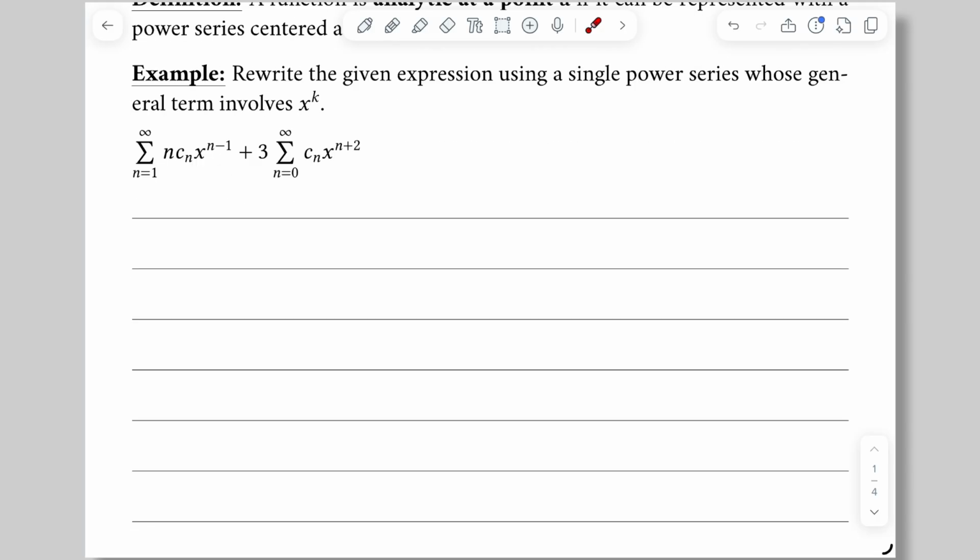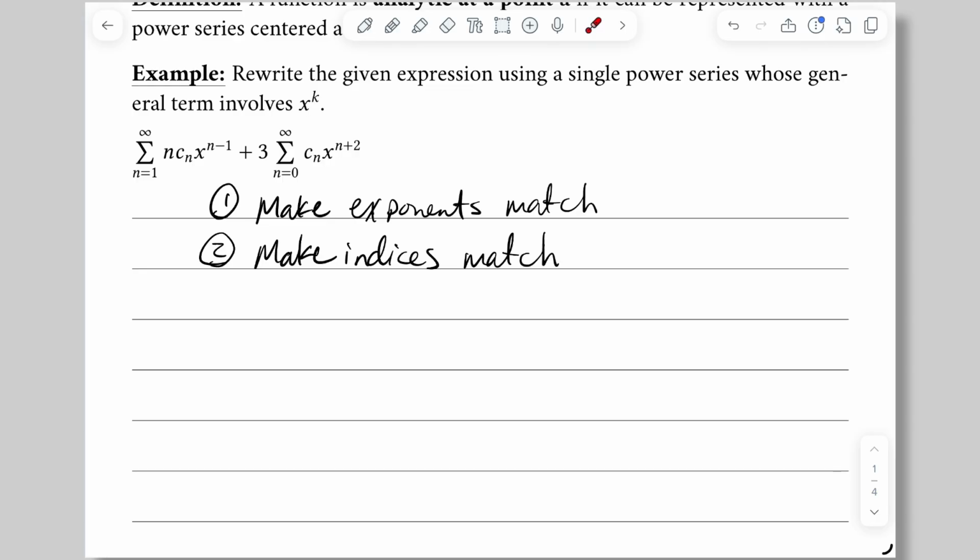We're asked to rewrite the given expression using a single power series whose general term includes x to the k. I'll tell you, we're going to have more than just that single power series, but you'll see as it unfolds. Our basic plan here is to first make exponents match and then make indices match. And indices are the starting point for the sigma expressions, n equals 1 and n equals 0. We'll do it in this order every single time. If we don't, problems arise.